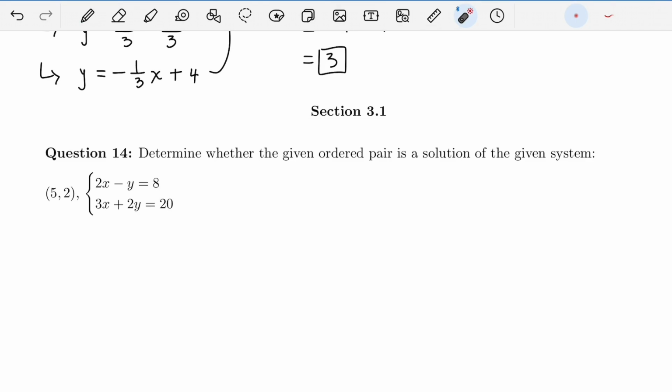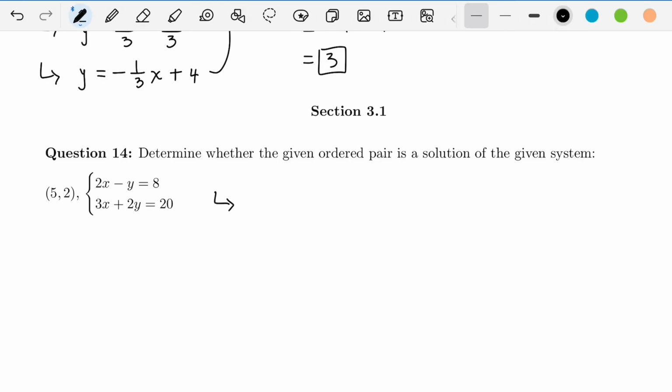So now we're moving on to section 3.1, and we're going to start with this question 14 here. What we want to do is determine whether this given ordered pair here is going to be a solution of this system. So what we're going to do is just plug in our x and y values and make sure it satisfies both of these equations. In order for this to be a solution, it does have to satisfy both of them, not just one.